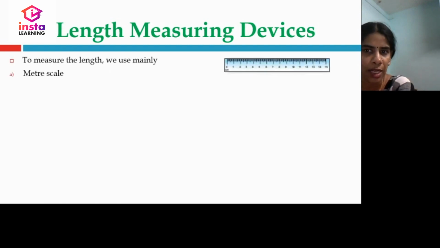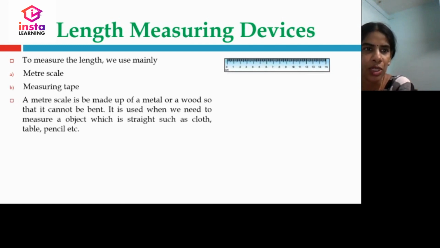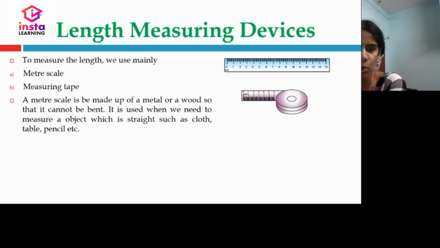Let us see the measuring devices used for measuring the length. To measure the length, we mainly use meter scale, which is common. Next, measuring tape. You must have seen this is made up of a metal or a wood so that it cannot be bent. It is used when we need to measure an object straight, such as cloth, table, pencil, etc.